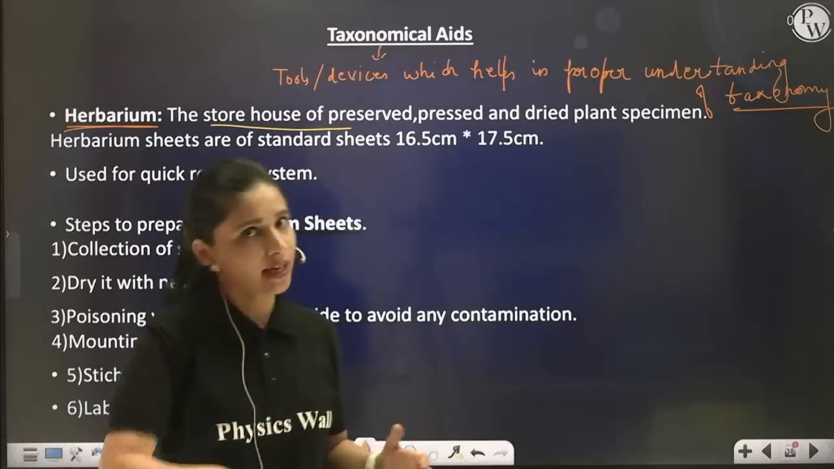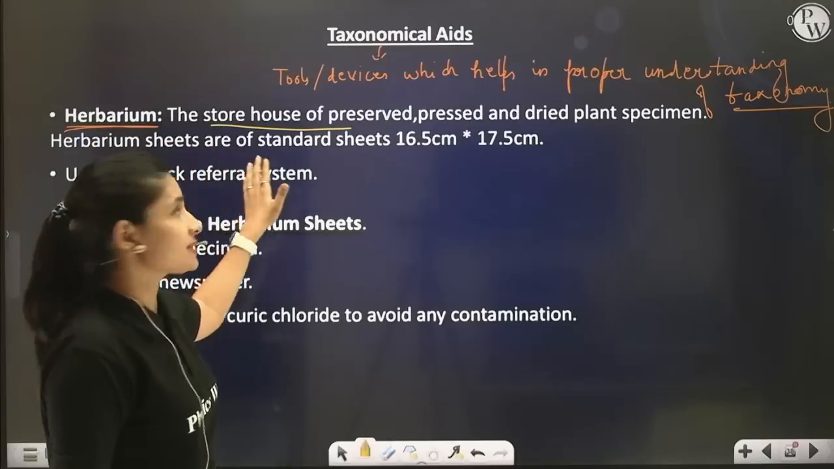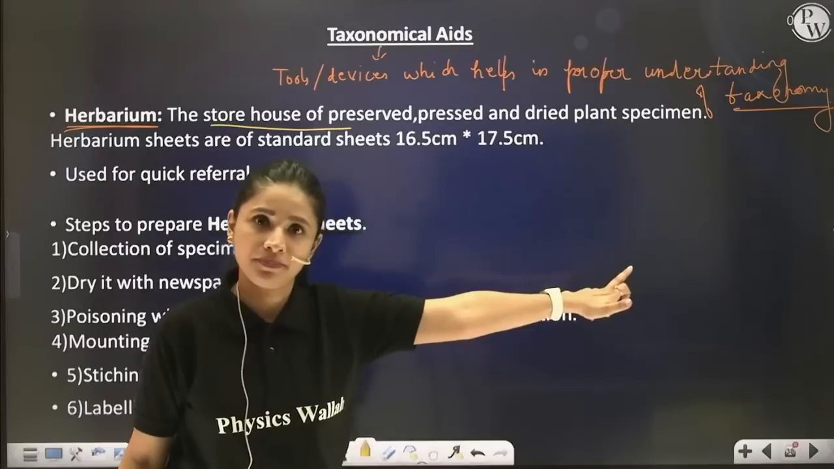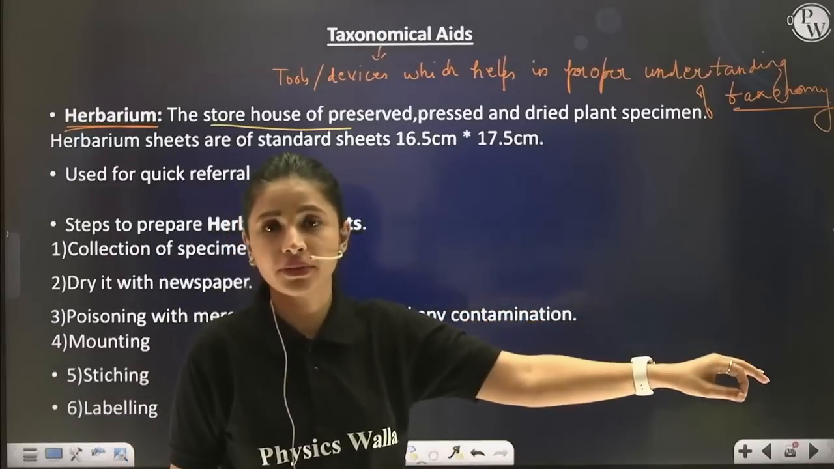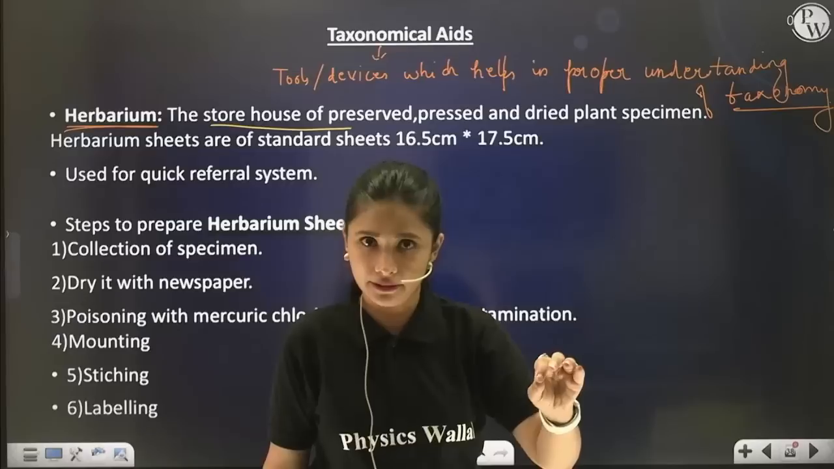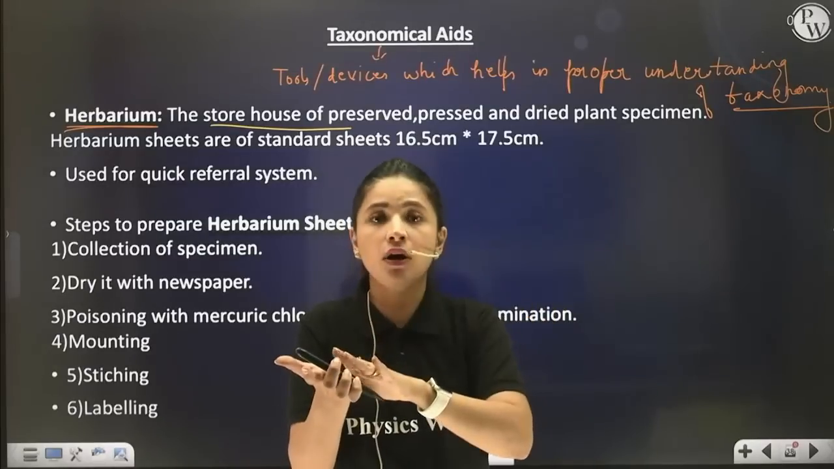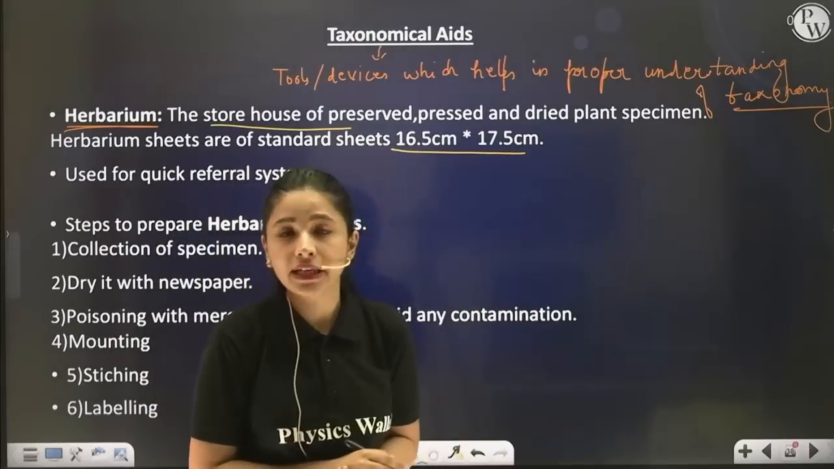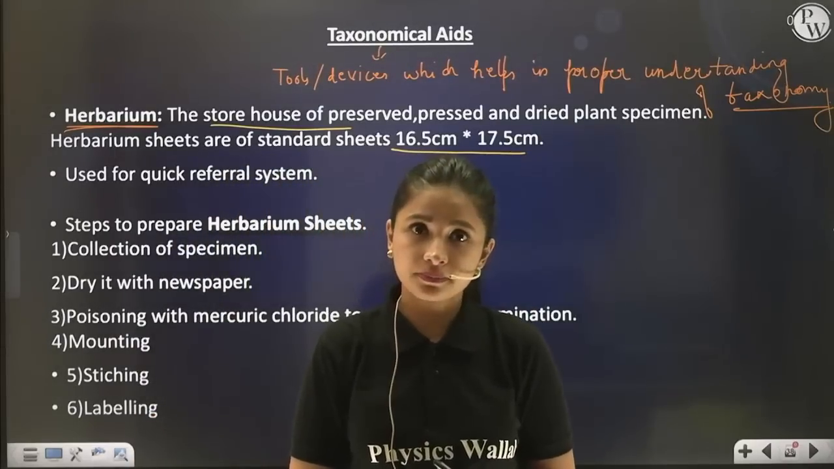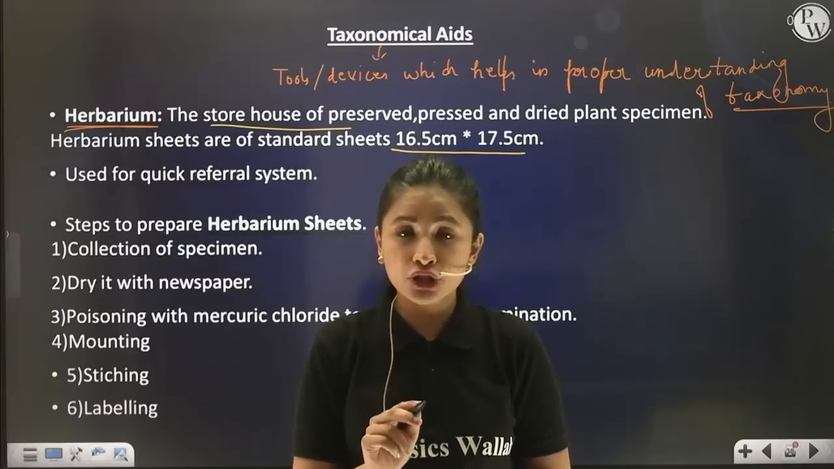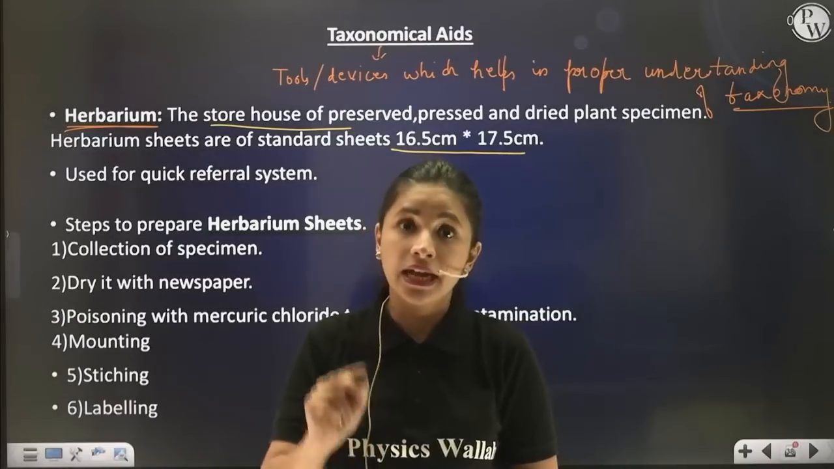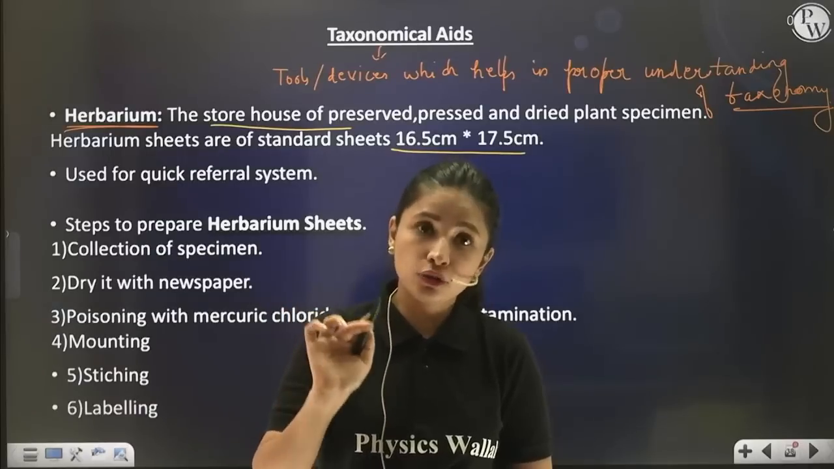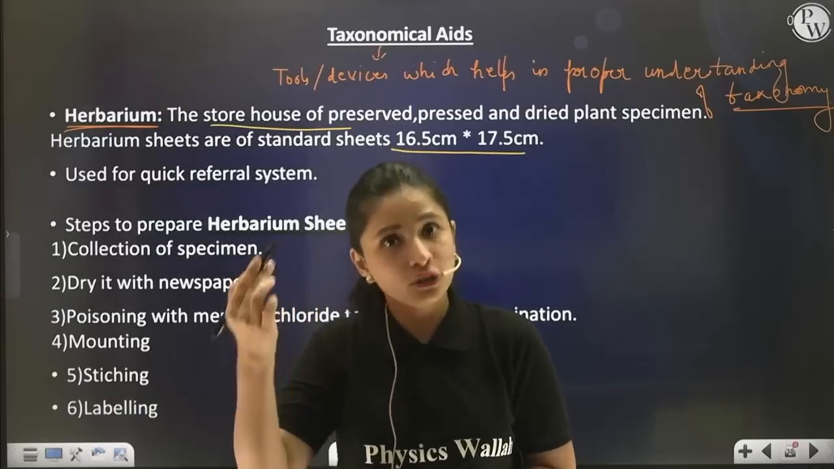So what is herbarium? Coming back to the topic, herbarium, my dear students, is a storehouse of preserved, pressed and dried plant specimens. The plant specimen which you collect from the garden should first be dried, and then placed on the herbarium sheet, whose standard size is 16.5 to 17.5 centimeter square. Clear? Remember, the specimens are preserved. Why? Because here dead plant specimens are preserved. They are not conserved, they are preserved, because those specimens are first dried. Drying means you are killing them.